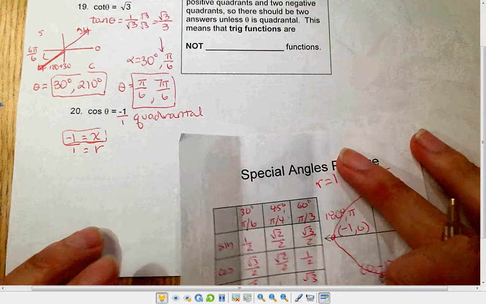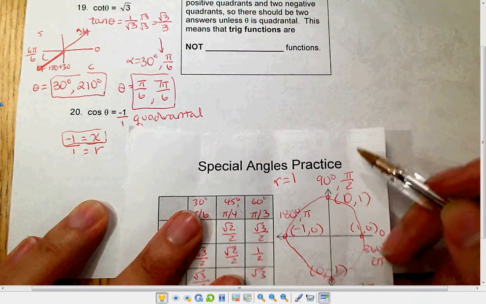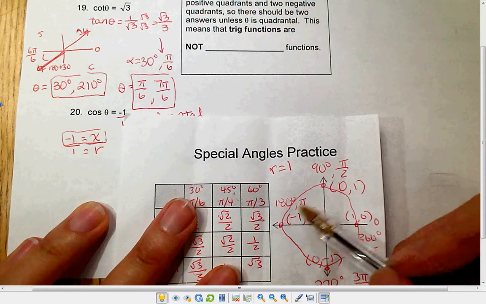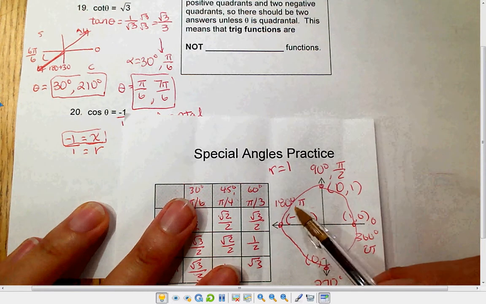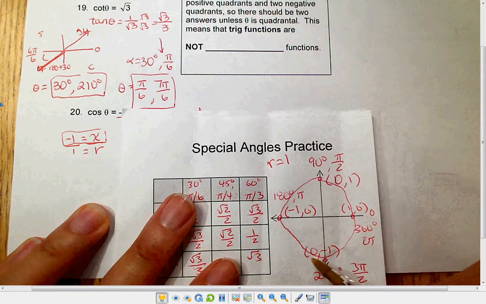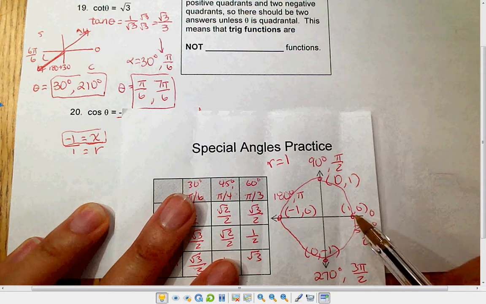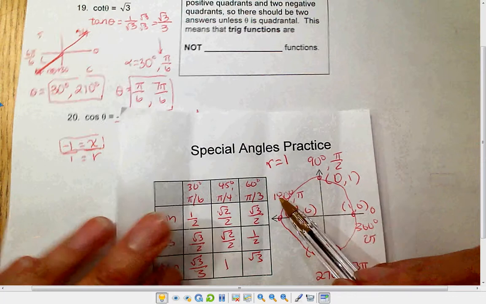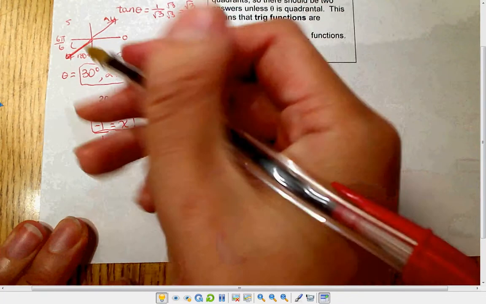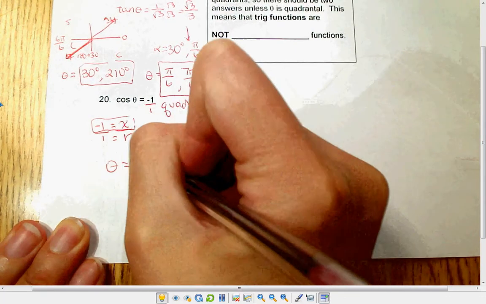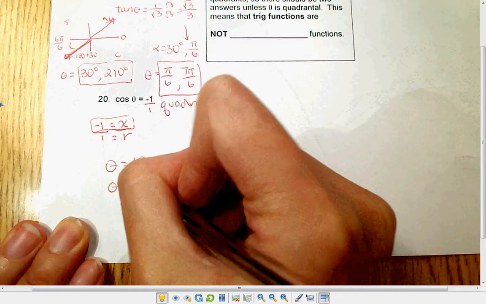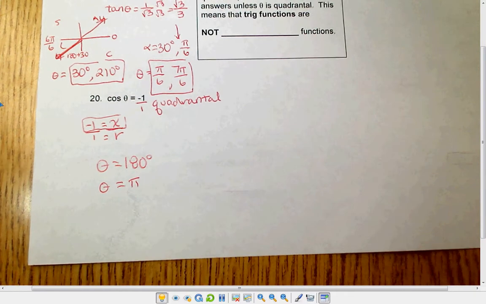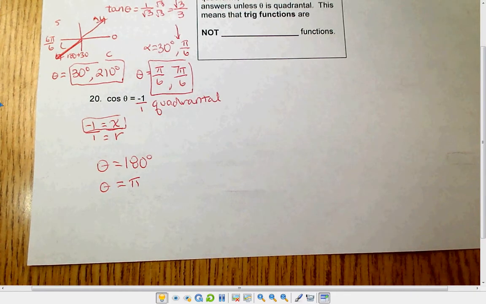If we look at our chart or our unit circle, we want to find the degree and the radian where x is -1. So x is the first number in our coordinate point, and the only one that has a -1 is this one right here. And this one is 180 degrees or pi. So those are your answers. There's only one answer. It's 180 degrees or pi in radians.